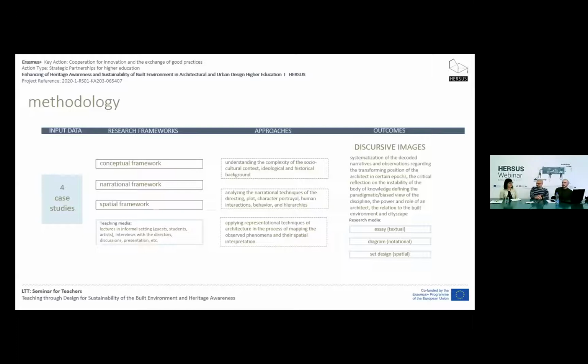As a result, discursive images were generated, which were a sort of systematization and representation of the transforming role of the architect in different social contexts and in different epochs, as mentioned before. Here we applied three research media: as a textual form, an essay; as a notational form, a diagram; and as a spatial form, we decided to apply set design using the digital and virtual techniques that architects use in their design projects.